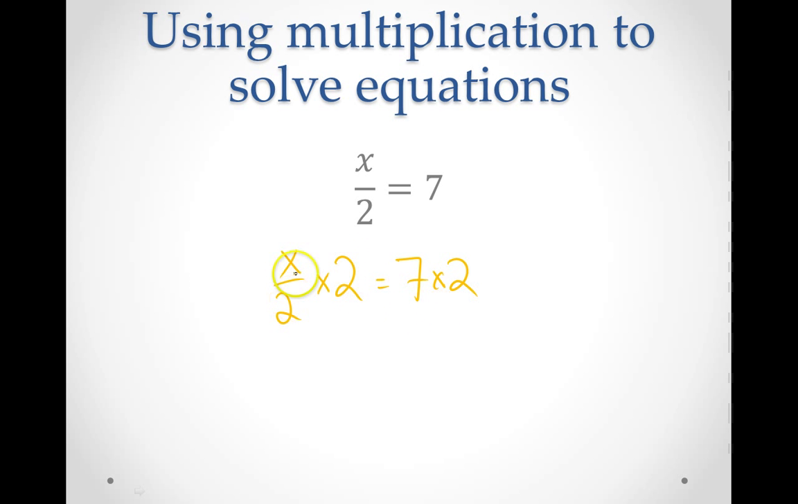When you multiply by 2, a division, that means those cancel. Leaves x by itself is equal to 14. And 14 divided by 2 is equal to 7. So we're good. Last problem.